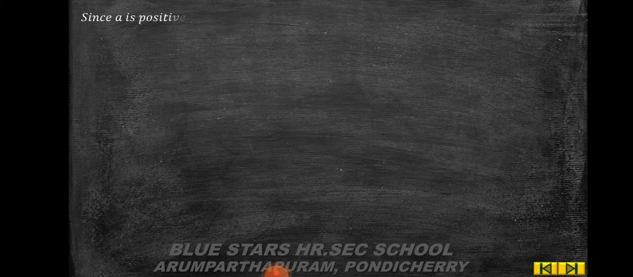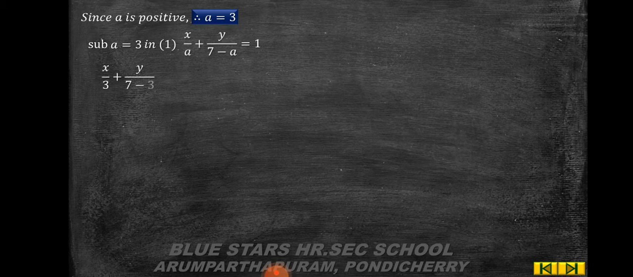Since a is positive, a is equal to 3. Now we are taking only one root, that is a is equal to 3. Substitute a is equal to 3 in equation 1, that is x by a plus y by (7 minus a) is equal to 1. So now substitute the value a is 3. So x by 3 plus y divided by (7 minus 3) is equal to 1.